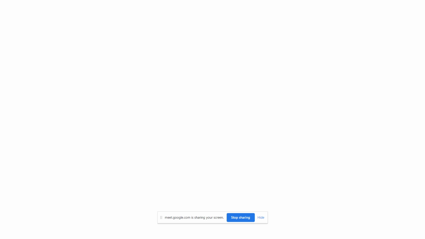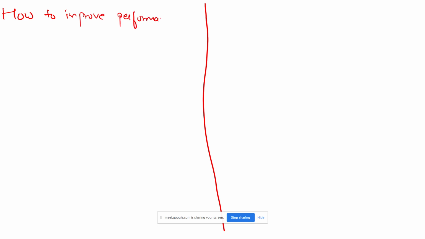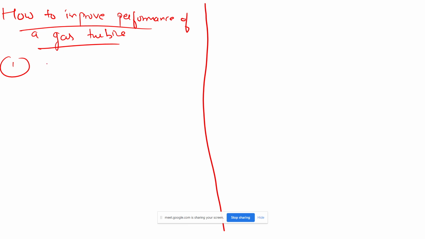Now we'll move to another topic, that is regeneration in gas turbine. Okay, now this topic is basically related to how to improve the performance of a gas turbine. So basically there are three ways by which we can improve the performance of a gas turbine.